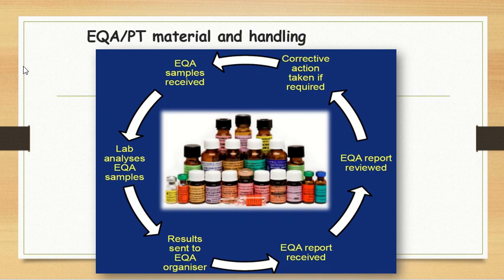So this is how the EQA or proficiency testing materials are handled. First, the EQA provider will send the EQA sample to the laboratory participant. So the EQA sample is received, and then the lab will analyze the EQA sample at the interval time or on the scheduled time. The result will be sent to the EQA organizer, and then the EQA organizer will analyze it and give the report to the lab participant. Afterwards, the lab participant will review the EQA report, and if there is any problem, they will do the troubleshooting, and corrective action will be taken if required.